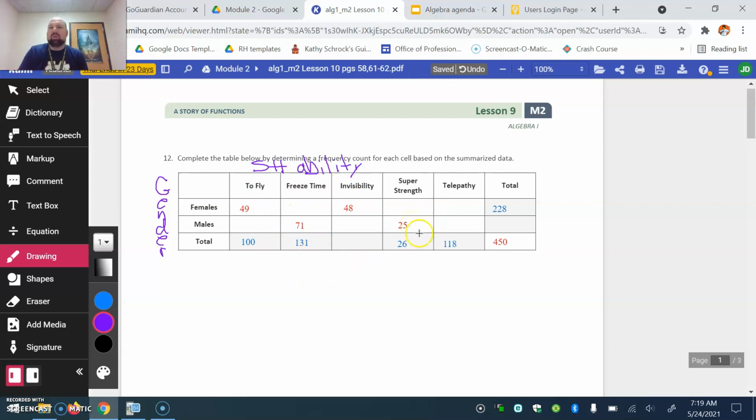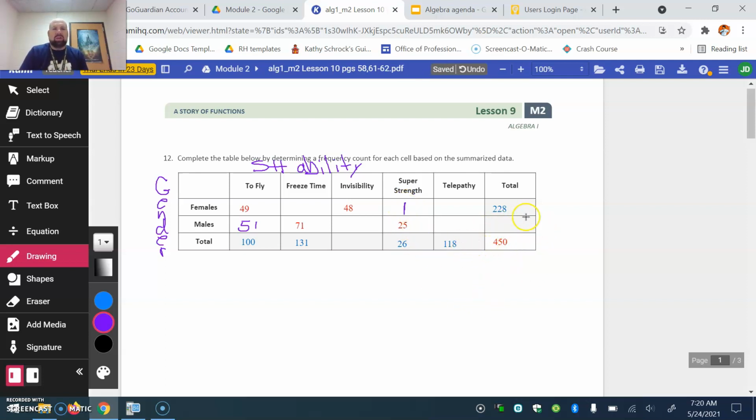This is an example of what you'll need to be able to do. You'll understand that each row has a total at the end, all the way to the right. Each column has a total all the way to the bottom. So we can start anywhere where we think we could fill in, like right here, the females plus the males for the ability to fly has to total 100. So if I have 49 females, I must have 51 males, right? This one here would be easy, super strength. If it totals 26 and I have 25, then this must be 1, right?